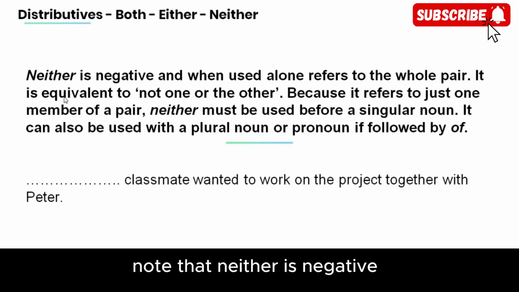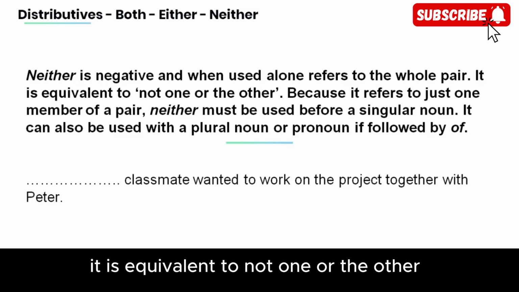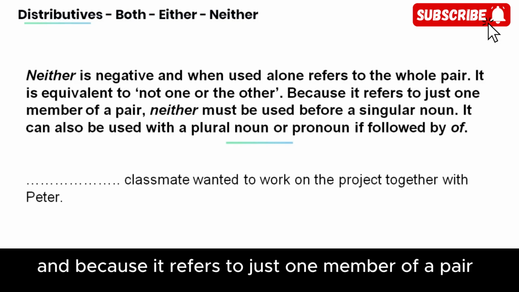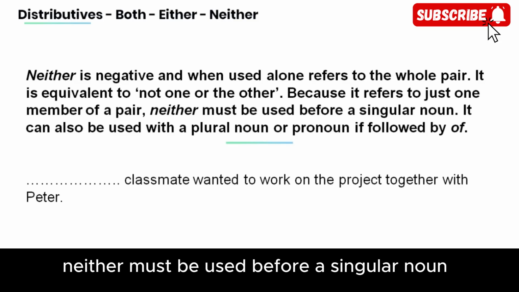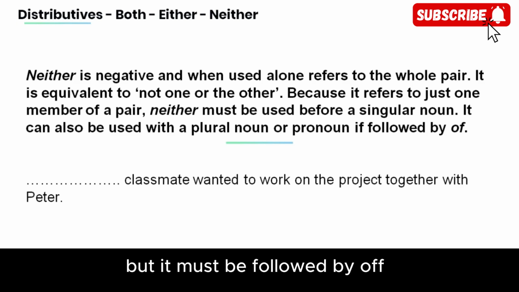Note that neither is negative, and when used alone refers to the whole pair. It is equivalent to not one or the other. And because it refers to just one member of a pair, neither must be used before a singular noun. Now, it can also be used with a plural noun or pronoun, but it must be followed by of.